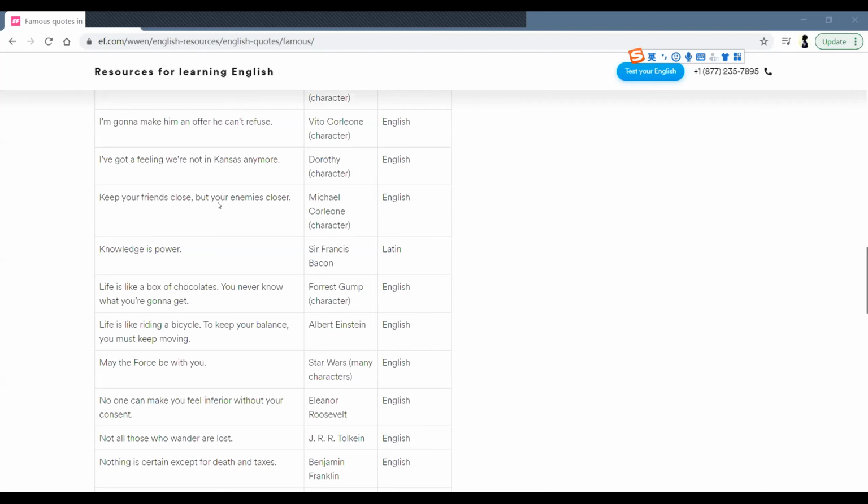"Knowledge is power." I think that's an Enlightenment kind of ideal. Basically, knowledge is key.